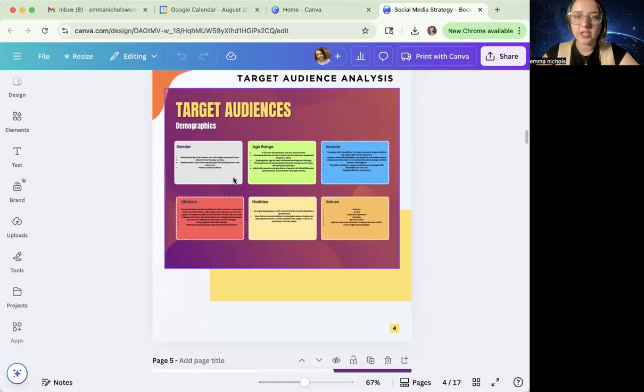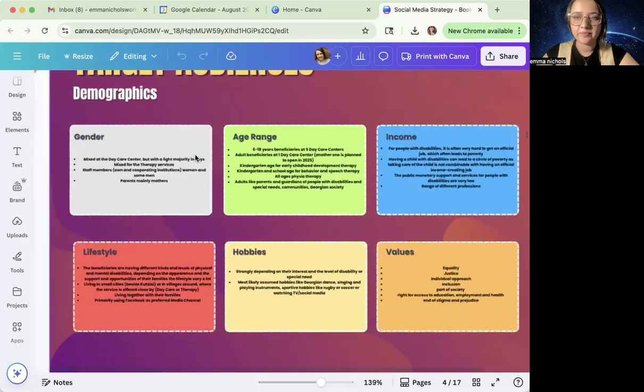Okay, so this is our target analysis. I'm going to go ahead and zoom in. For gender, this is what we're going to think about, who we're posting to. And we're also going to think about the type of children that are in HEAD. It's mixed at the daycare center, but majority boys, mixed for therapy services. There's staff members that are women and men, and the parents who are going to be paying attention to your social media are mostly mothers. Inside the daycare, the age range is 6 to 18, a lot of kindergarten, and all ages for physiotherapy, and so forth.